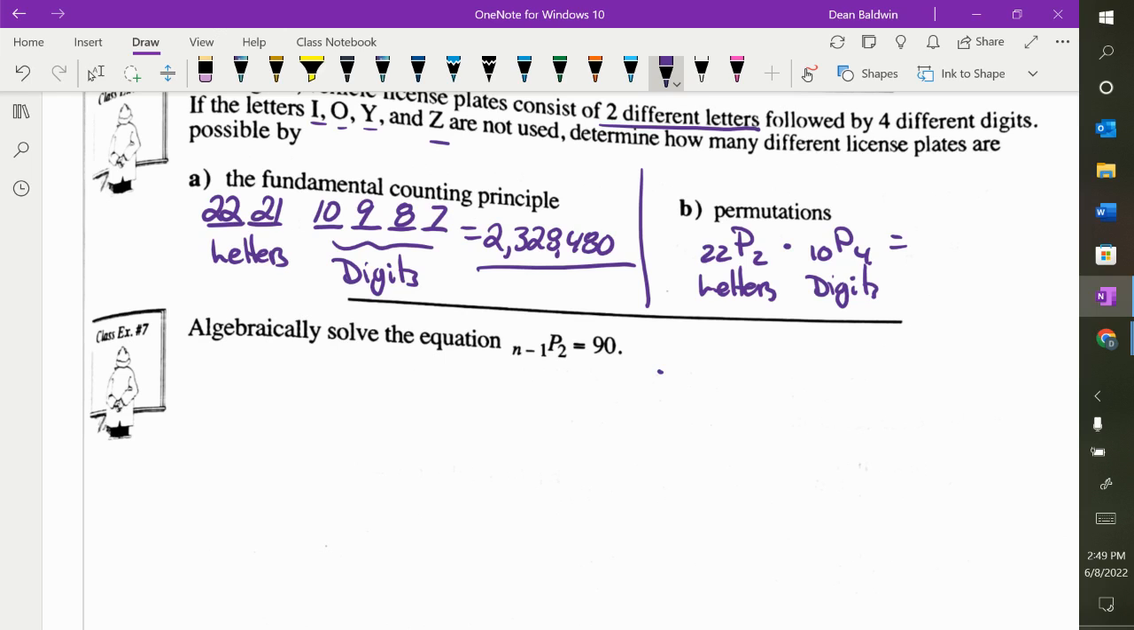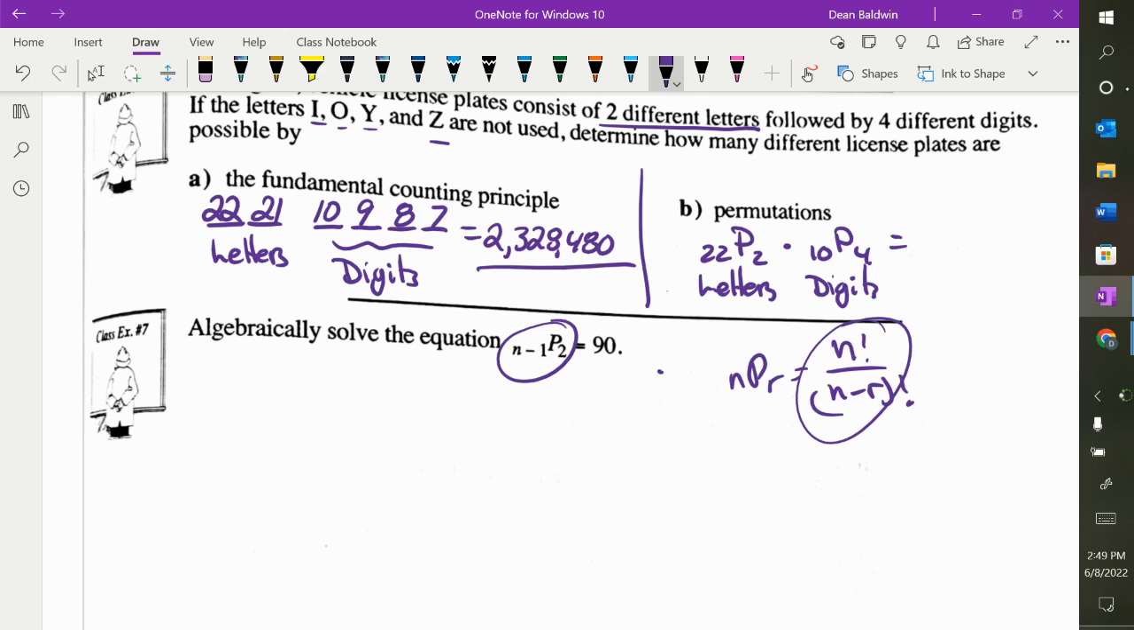Now, what if I give you n minus 1 P 2 is equal to 90 and ask you to solve for n? If you get a question like this, NPR the way it's written, n minus 1 P 2, doesn't mean anything to us. We can't use algebra to solve that. So we have to go to the formula for NPR. NPR is defined as n factorial over n minus r factorial. That's the definition of NPR. So I rewrite this in this form.